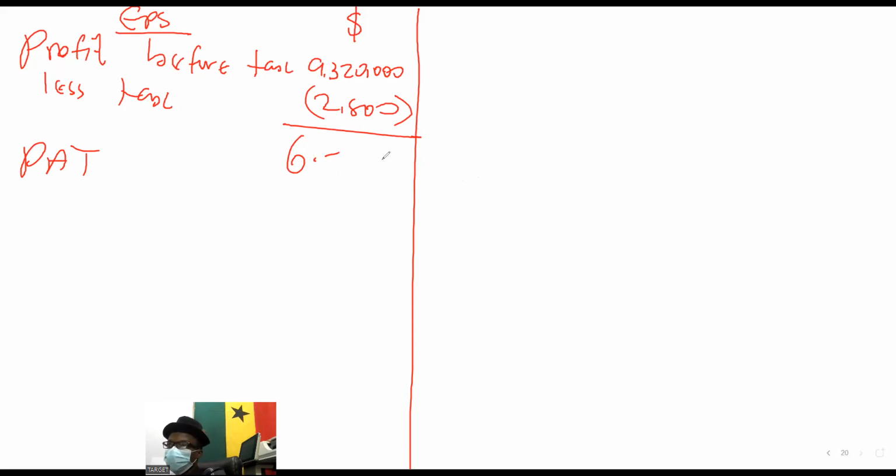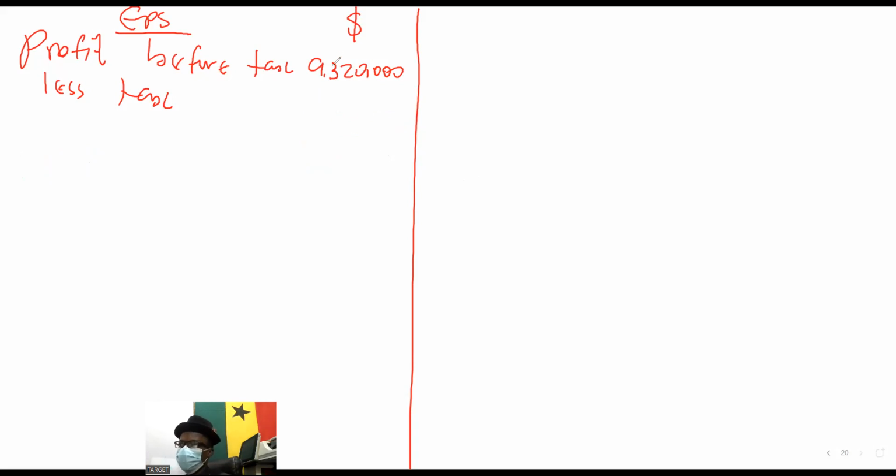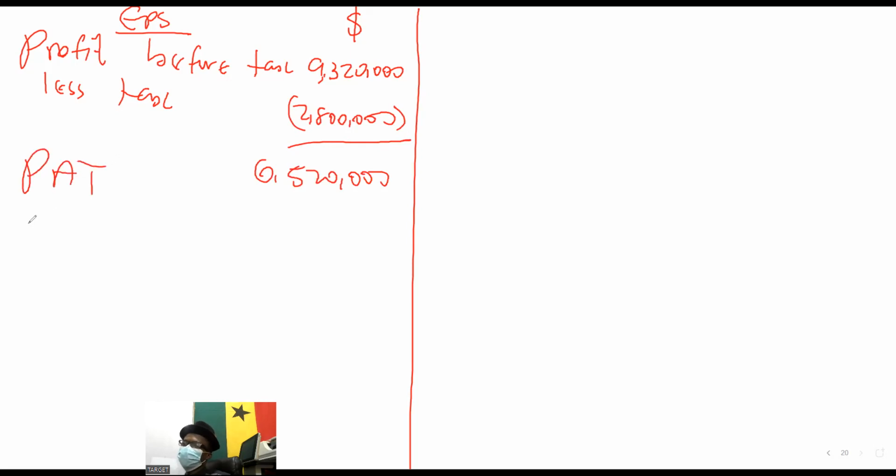I have to be very careful here. The figures are in thousands, it's in millions. So it should be 2.8 million. The result is 6,520. Then you say less what? Irredeemable preference dividend.